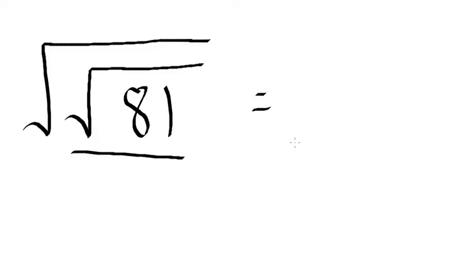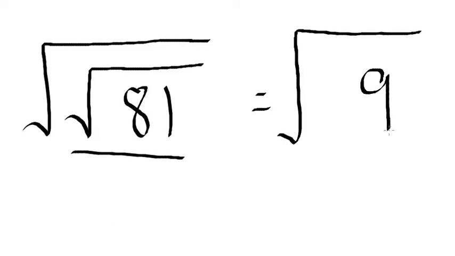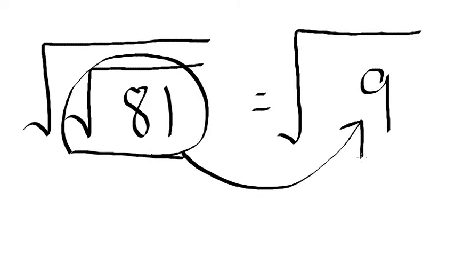Let's take a look at another one. So let's work this first. The square root of 81 is going to be 9. Okay, so all of this is equal to 9. 9 times 9 is 81. And then the square root of 9 is 3. 3 times 3 is 9. Okay. What about this one?